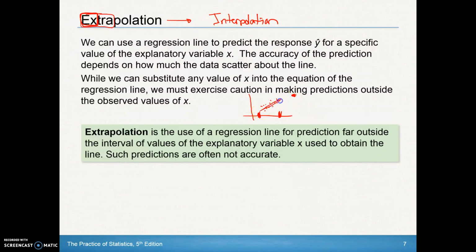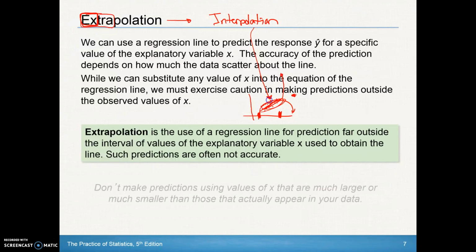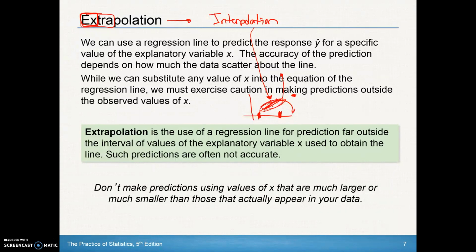Just because we got a pattern in between these two times, this interval, doesn't necessarily mean it's going to follow that. This could curve up, could curve back down. So we don't know anything past the data that's given. That's called extrapolation. Interpolation is doing that within the given data set, and that's fine. There's some minor error that would happen there, just based off the difference in your observations. But interpolation is certainly safe to do. It's extrapolation that we've got to be cautious of. So again, don't make predictions using values of x that are much larger or much smaller than those that actually appear in your data.